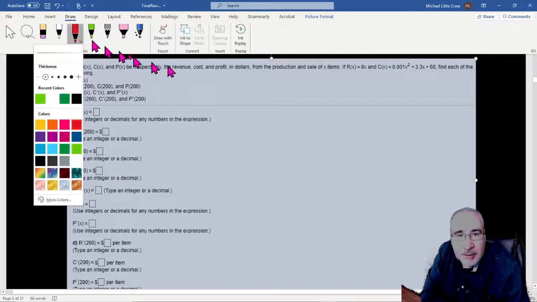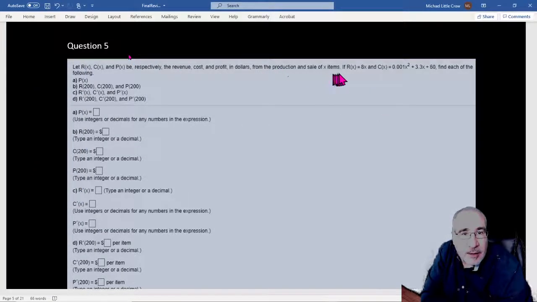What color are we good? We're in red. So revenue is 8x, so we're selling for $8. Cost is this part here. And we start by finding the profit function.